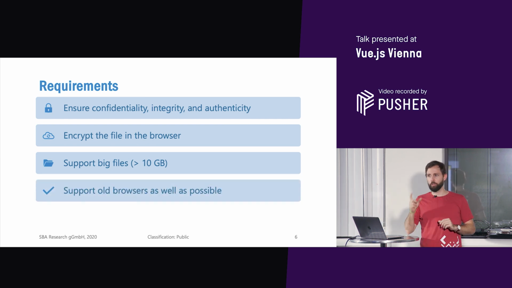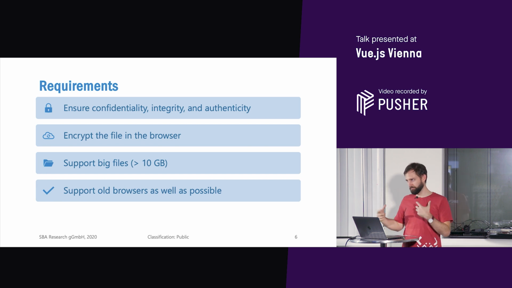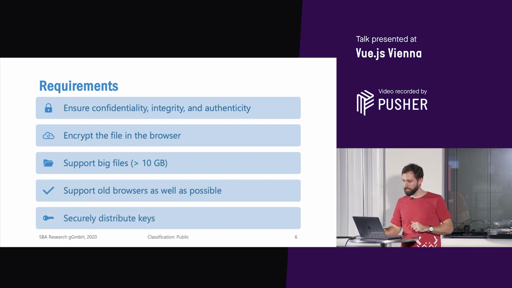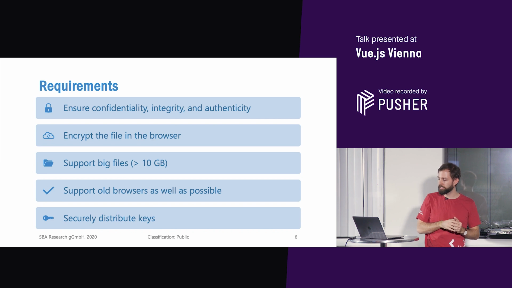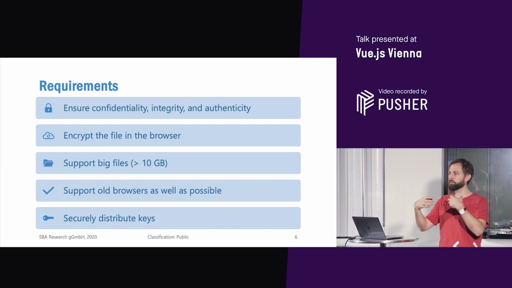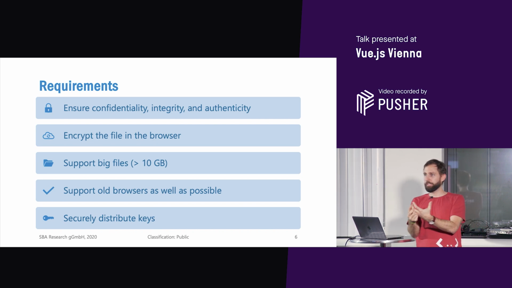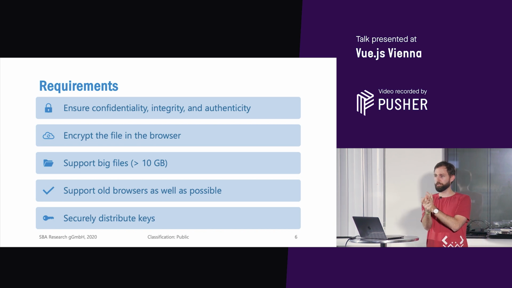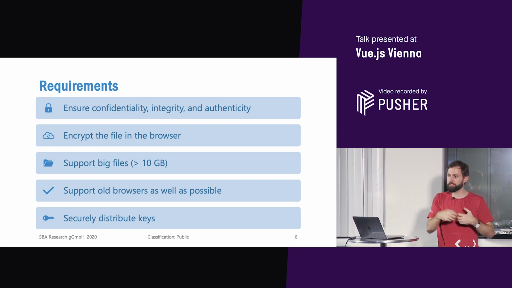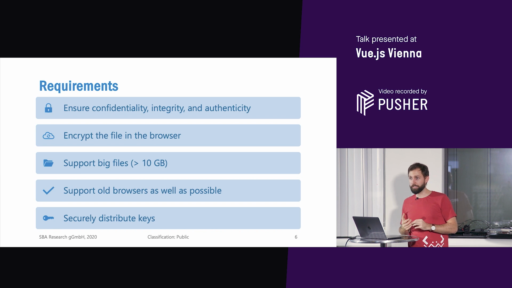And we want to support old browsers as well as possible. And I want to find a way to securely distribute keys via a link. So I want to send you guys a link, but I don't want the key part of the link to be sent to the server, because that would break the authenticity and confidentiality requirement again. Okay, so that's the last part.